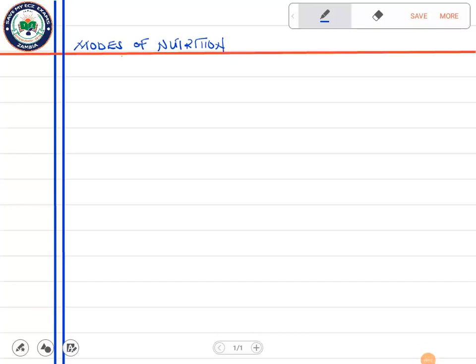Under nutrition, we know that nutrition is just a process by which living organisms obtain food. So I'm going to break down nutrition, how it goes. All right. So nutrition is defined as the process by which living organisms obtain food.